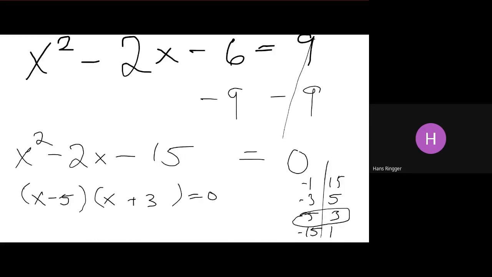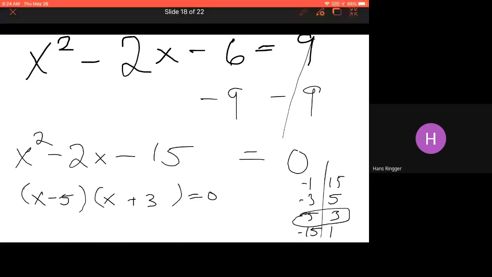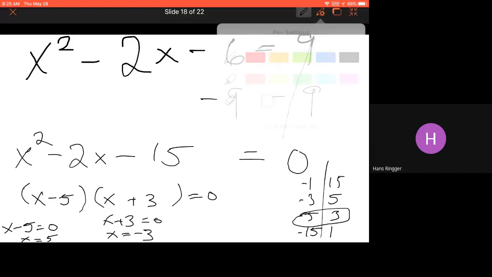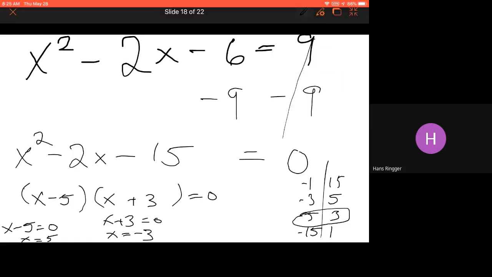So we're going to set x minus 5 equals 0. So my first solution is x equals positive 5. And for this one, we're going to set x plus 3 equals 0. So solving for x, we get x equals negative 3. So these are my two solutions, x equals 5 and x equals negative 3. All right, let's go do one more.